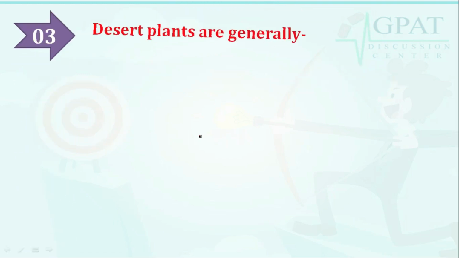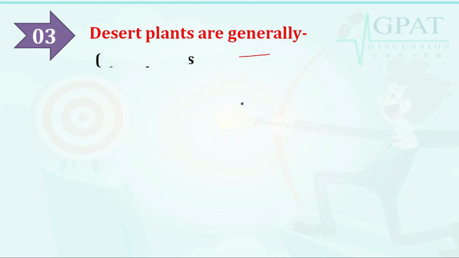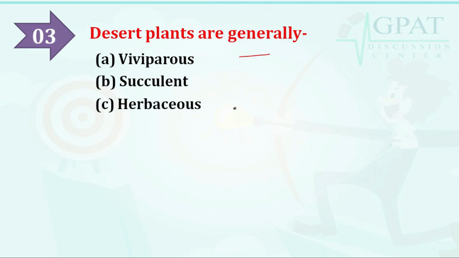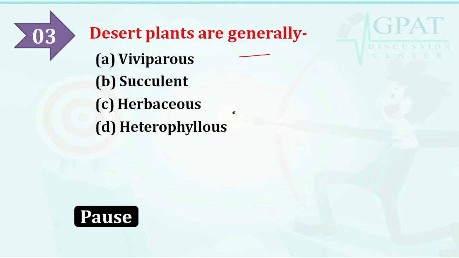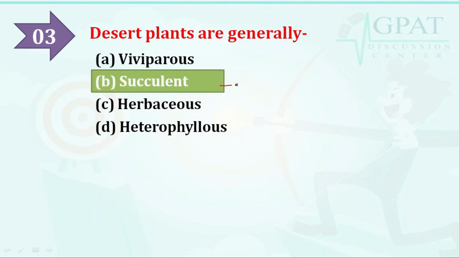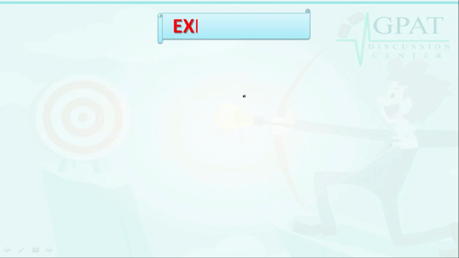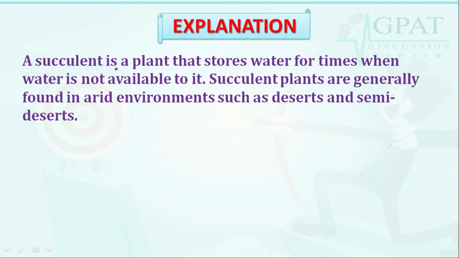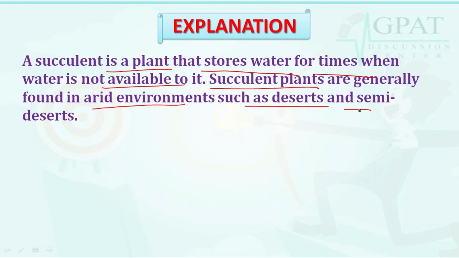Now the next question is: desert plants are generally, option A is viviparous, option B is succulent, option C is herbaceous, option D is heterophyllous. What is the correct answer, students? It is succulents. Desert plants are succulents. Here we have the explanation. What is a succulent actually? It is a plant that stores water for times when water is not available to it. Succulent plants are generally found in arid environments such as deserts or semi-deserts. So students, this is all about this question.